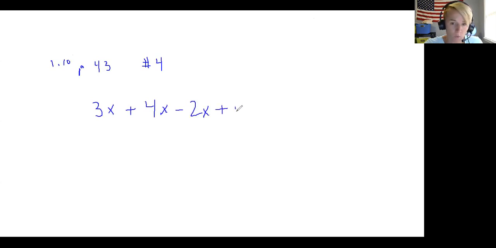number 4. So I'm on 1.10 review, page 43, and I'm going to just do number 4. Okay, this is your extra credit. It is my gift to you. It says 3x plus 4x minus 2x plus y. Okay, the directions say simplify each expression.